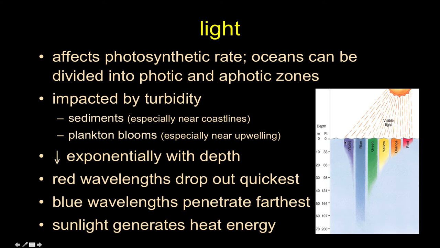And as you can see here from this figure I've put in, light does not disappear equally. The light that we see from the sun is white light, which we know is made of different wavelengths, different electromagnetic radiation at different wavelengths. Just like if you take a prism and hold it up to the sun, we see the nice rainbow. Same thing happens when that light hits the ocean.